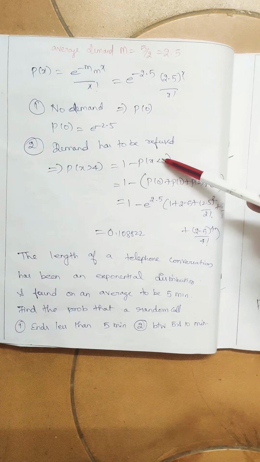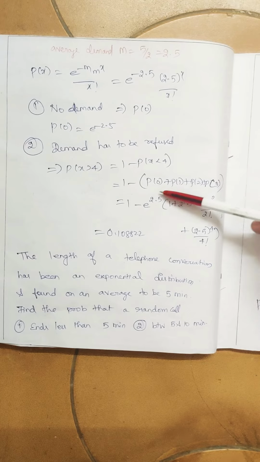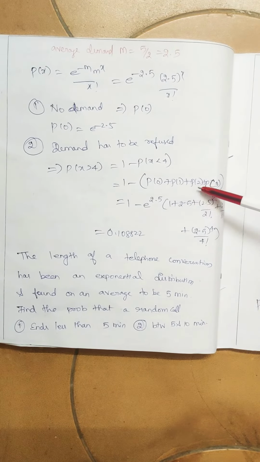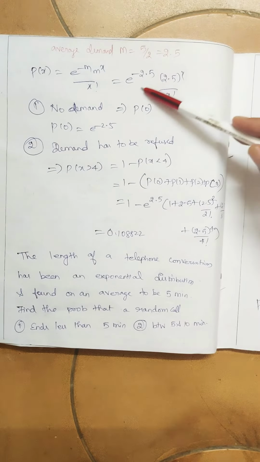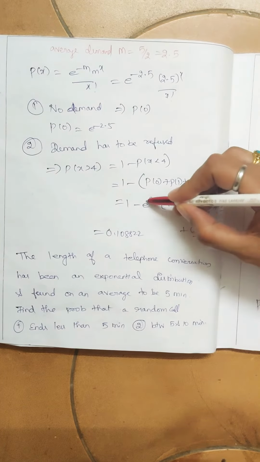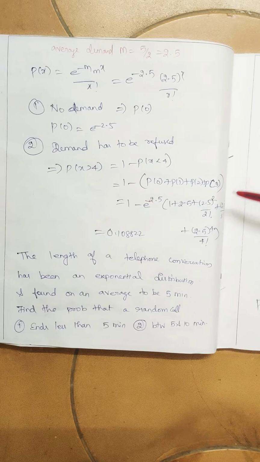So 1 minus p of x less than 4 means 0 plus 1 plus 2 plus 3, because you had 0 and then 1, 2, 3. After that you cannot give. Total probability is 1, so you are subtracting from the total. So 1 minus e power minus 2.5 is common, right? And then you write all the other probabilities inside and calculate the value. Okay, so this is the answer for this question.